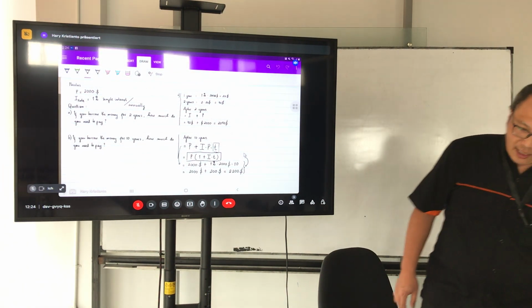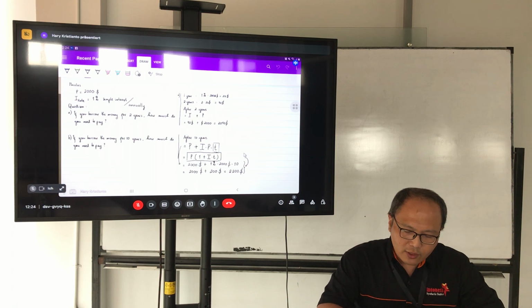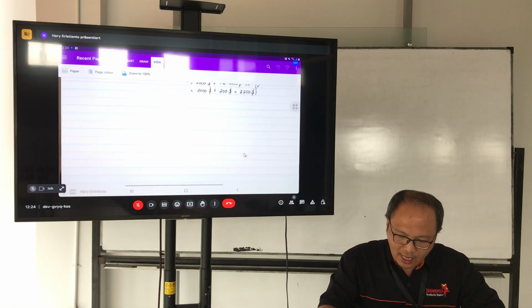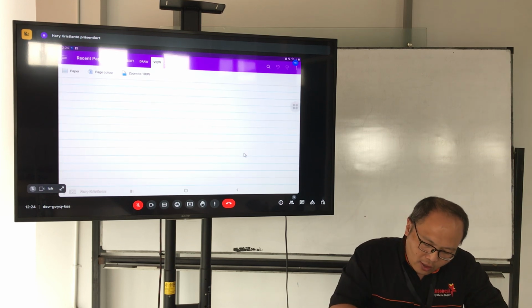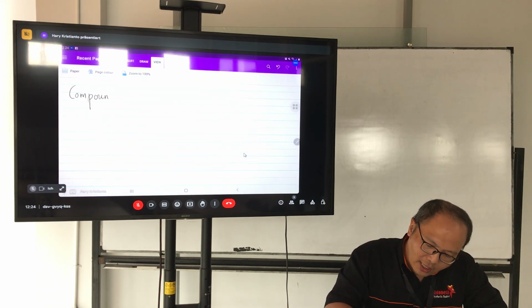After discussing the simple interest problem, we are going to discuss what's called compound interest. That's the next topic. Compound interest.